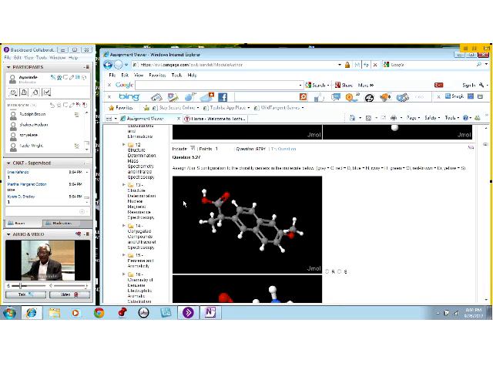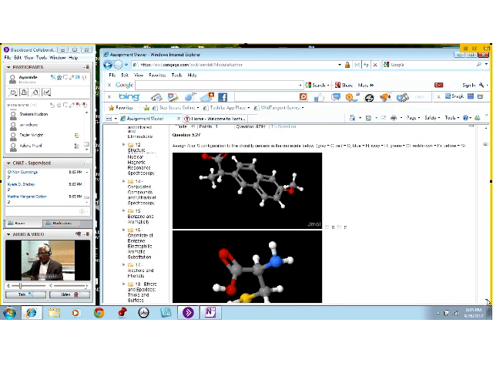Let me label the carbons, and you tell me which carbon is the chirality center. Supposing I say this is carbon 1, and this is carbon 2, and this is carbon 3. Where is the chirality center? Carbon 2 is correct. Carbon 2 is the chirality center. So we are going to do this problem from my notebook. But before we do that, let me go to the other molecule.